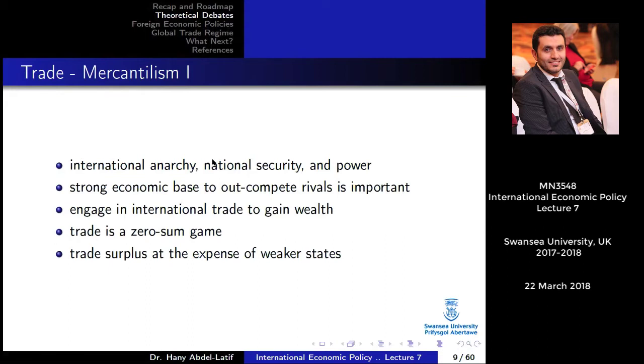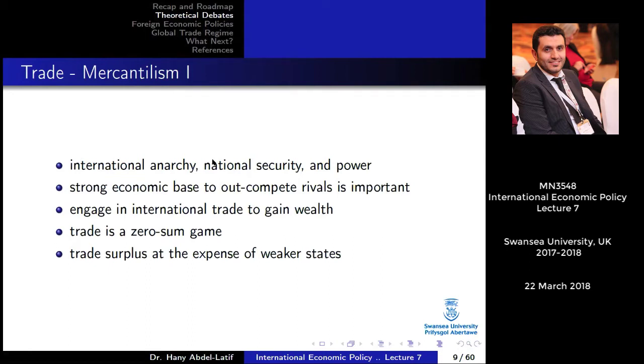So going back to what we did, you need to have a very strong economic base to outcompete your rivals. And this is important because trade is a way to gain wealth. And the main goal or objective, if you remember, of the mercantilist system is to accumulate wealth. And one way to obtain wealth at that point was through trade. So what is the problem here?